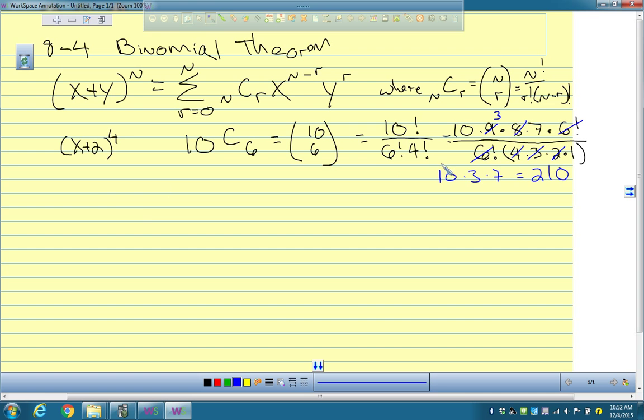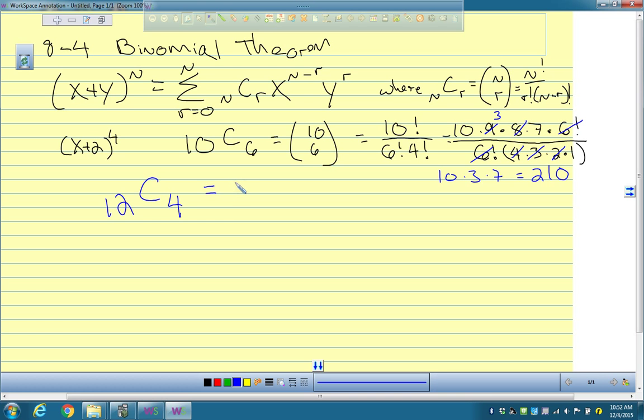So, you guys want to try one? Try doing this. See if you can figure out 12 combination 4, which is equal to how many factorial?